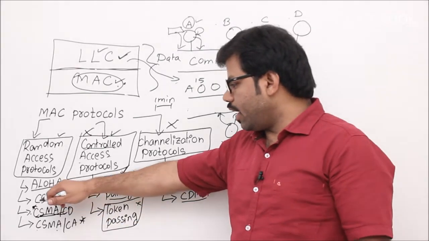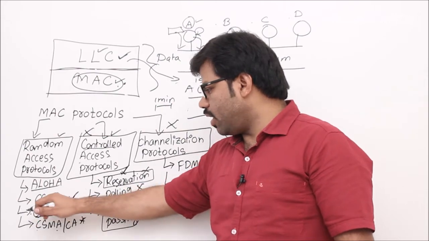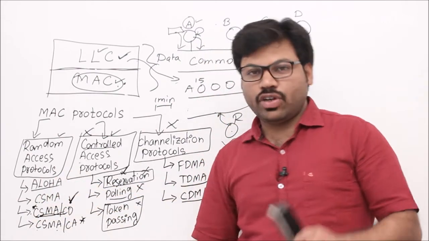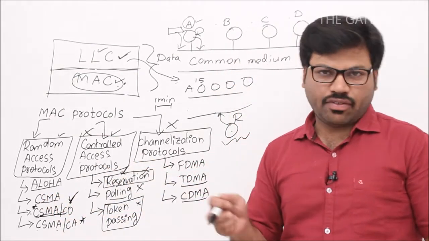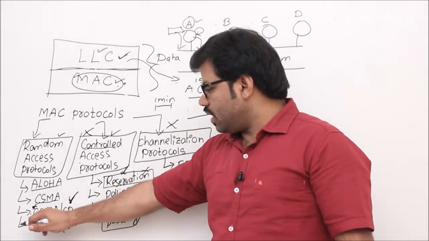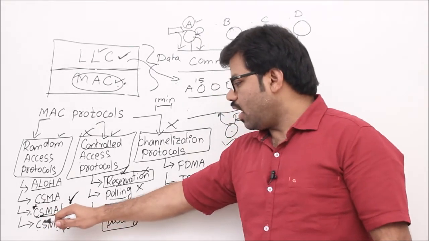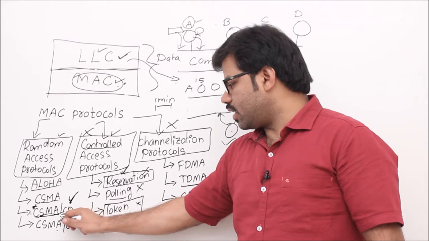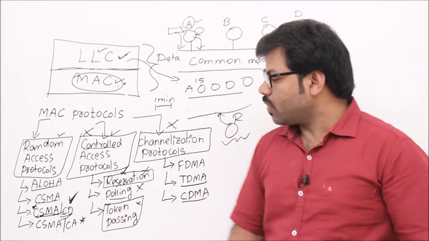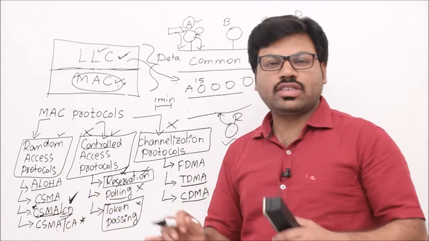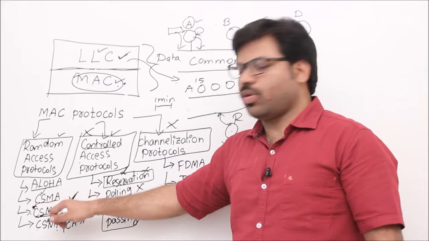We are going to study Aloha, and after that CSMA. CSMA is nothing but carrier sense multiple access. In Aloha we don't sense the channel, but in CSMA we are going to sense the channel. We will see everything in detail. CSMA CD is carrier sense multiple access with collision detection. So in CSMA CD we are also going to detect the collision. In plain CSMA we only focus on how to sense the carrier. That is the difference between these two protocols.